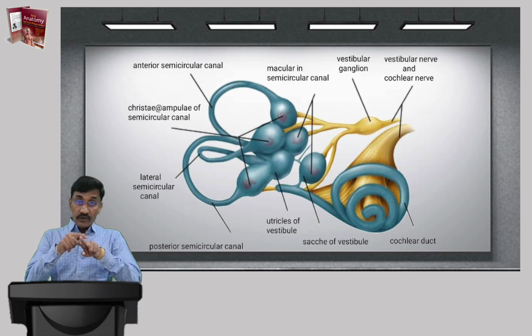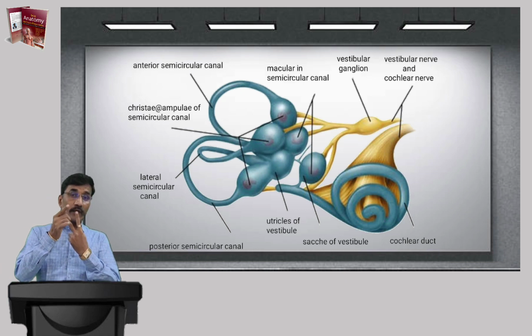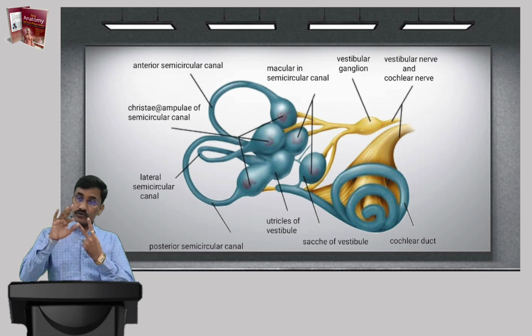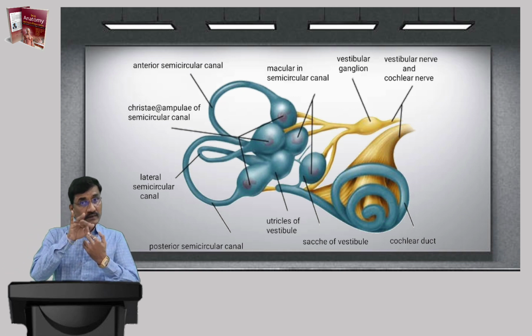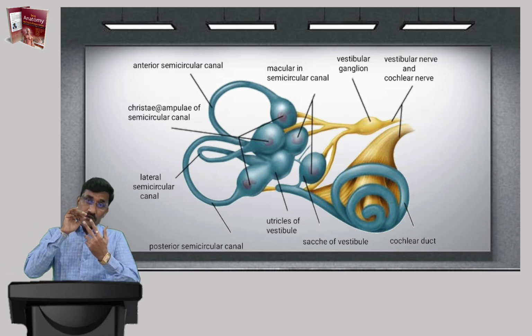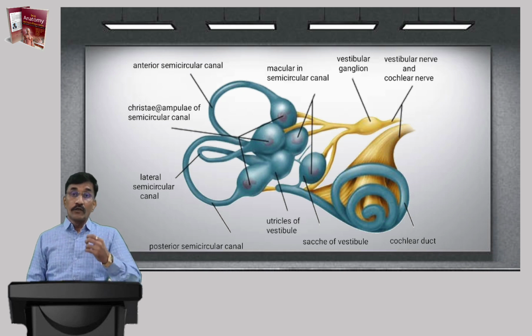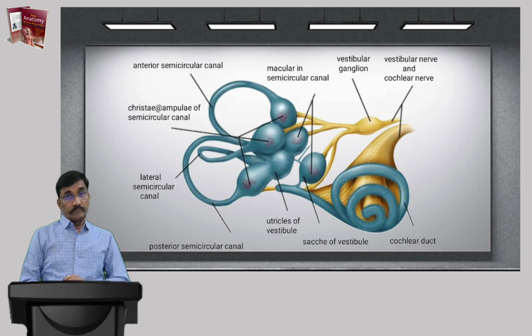So this nerve has two parts. One is the cochlear part, and the cochlear part of the nerve takes origin from the organ of Corti and hair cells. Those hair cells move and produce the sound frequency, and those sound waves are transferred by means of a wire, and that is called the cochlear nerve.